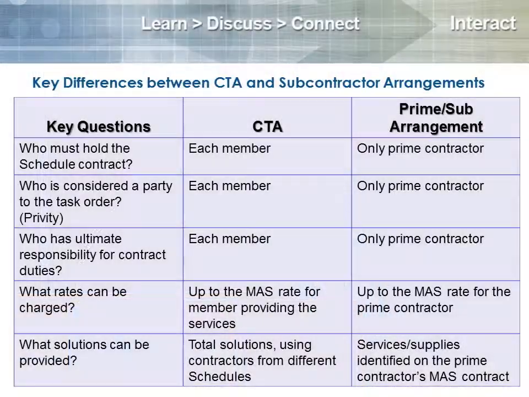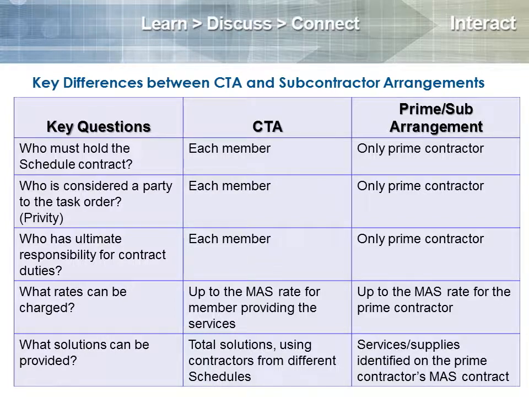And so when we talk about a difference in a contractor team arrangement versus a prime and sub, who's got to hold the schedule contract? Each member in the CTA, where only the prime does in a prime and sub. Who's considered a party for privity? Each team member under CTA, only the prime in a prime and sub. Who has ultimate responsibility for duties? Each member. And so there is a performance element for each member, if you will. Only the prime in a prime and sub.